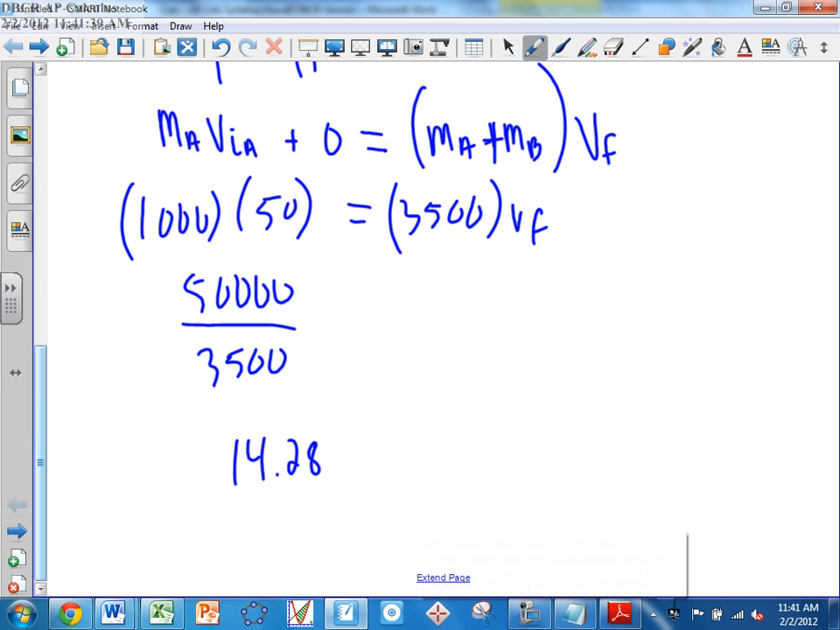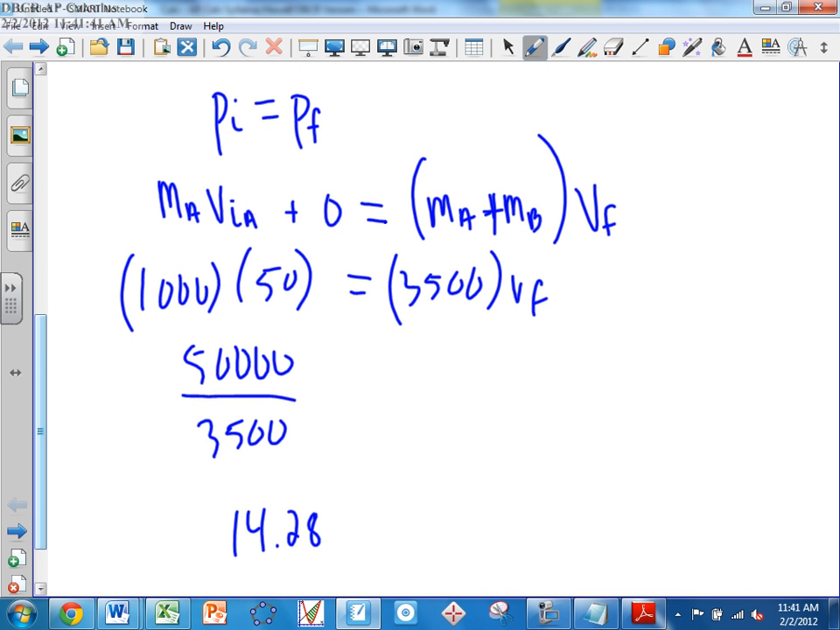Before and after. Look at our original equation. Remember, momentum before equals momentum after. So the momentum before the collision is only car A. It's moving, it hits car B, they combine together, and now they're moving together. If they're moving together after the collision, we call that the final velocity. So this is before the collision, and after the collision. When we solve for VF, we have 14.28 meters per second.